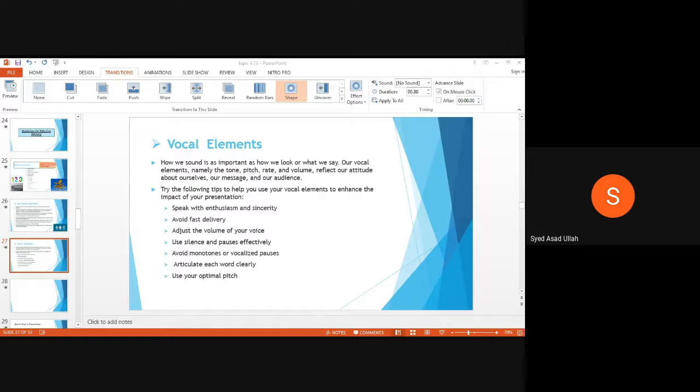Okay, I was talking about paralinguistic features. Like when we talked about non-verbal communication, we also talked about paralinguistic features as well. Our pitch, our rate, our pauses. So these are the things which we have discussed.